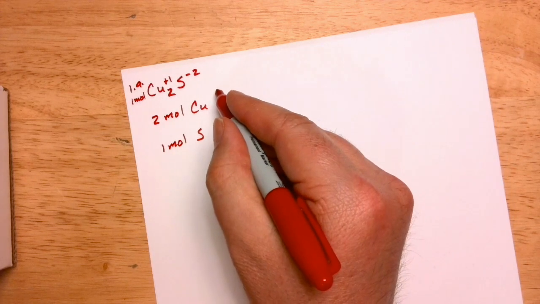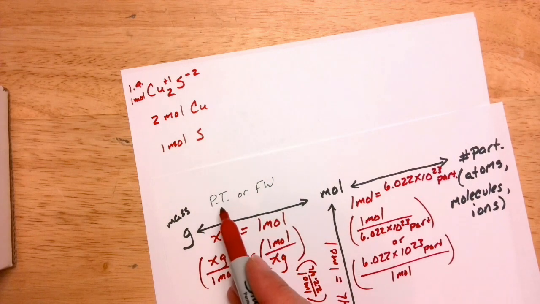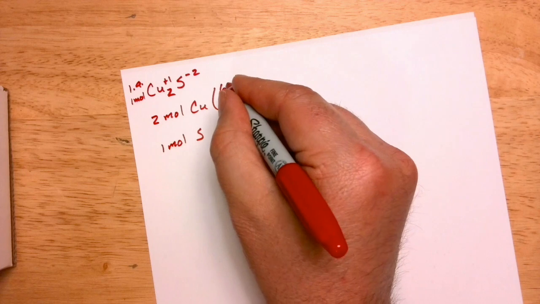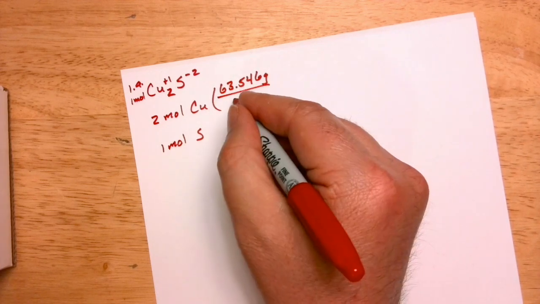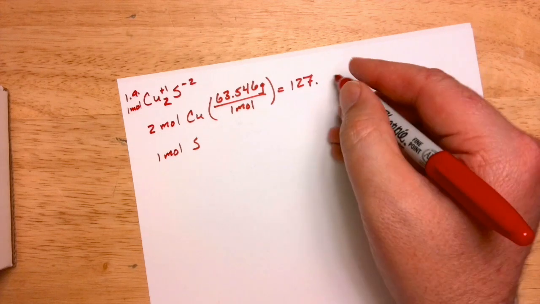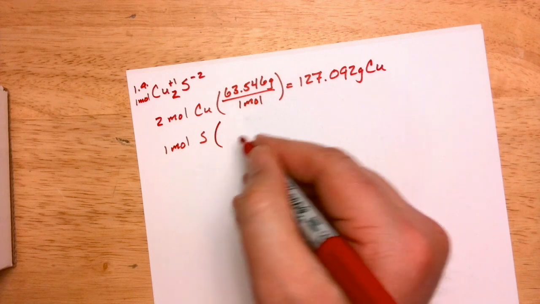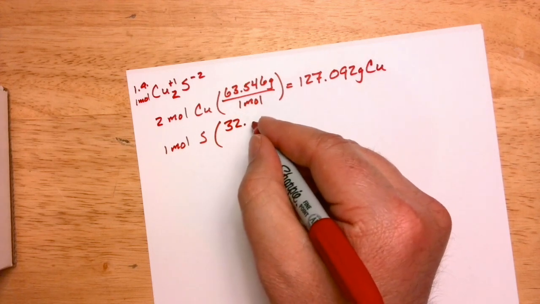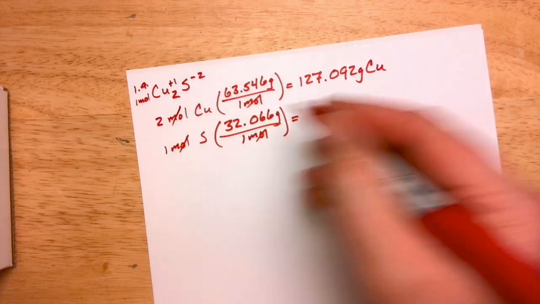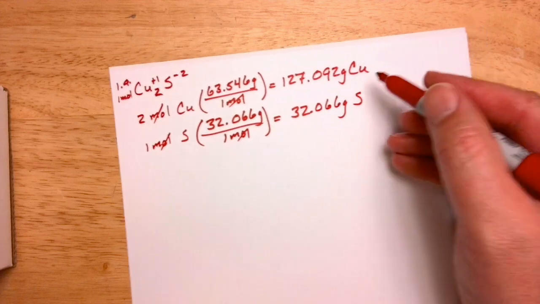So find out how many grams you have. So basically just look at the flow chart. We have the moles, go to grams. Since we're dealing with individual elements, we need to be looking at the periodic table. So copper, if you look in the periodic table, is 63.546 grams for every 1 mole. And so 2 times 63.546 is 127.092 grams of copper. For sulfur, you look in the periodic table, it is 32.066 grams for every 1 mole. So moles cancel out, which means you're going to have 32.066 grams of sulfur.